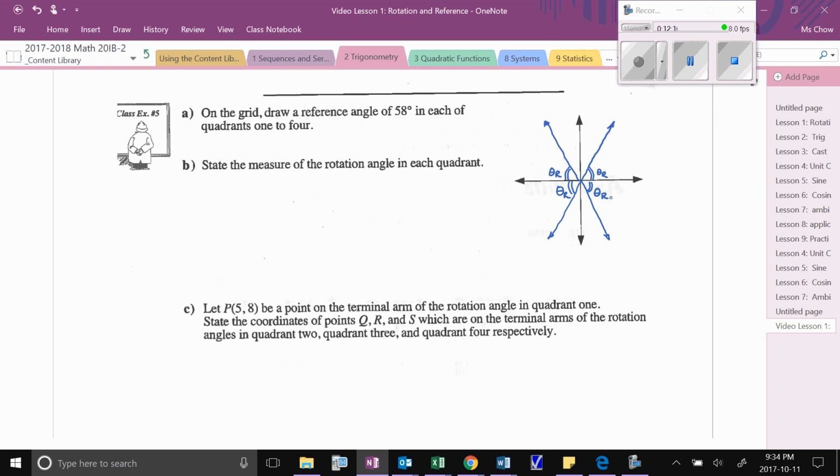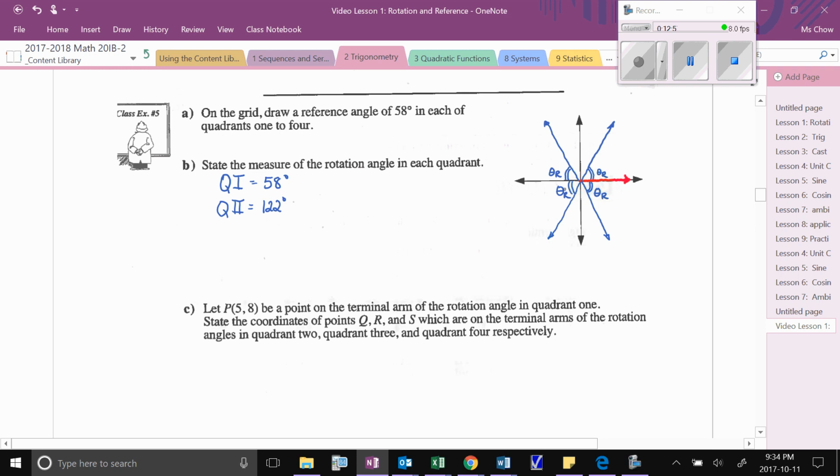So if we're stating the rotation angle in each quadrant, then in quadrant 1, when we have a reference angle of 58 degrees, that terminal arm would mean that we have an angle of, again, 58 degrees. In quadrant 2, if this portion is 58 degrees, so if we start at the positive x-axis as our initial arm and we go into the second quadrant, and we know that we've got 58 on this side, then it is going to be 122 degrees. It's going to be the rest of the way to 180.